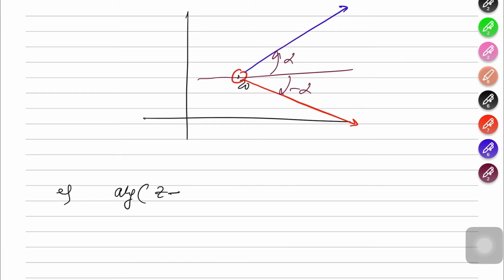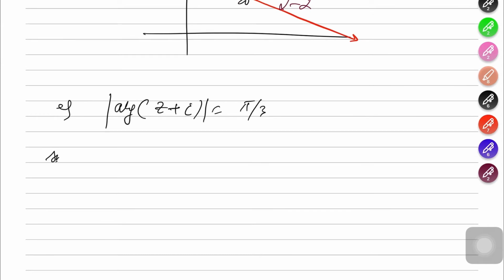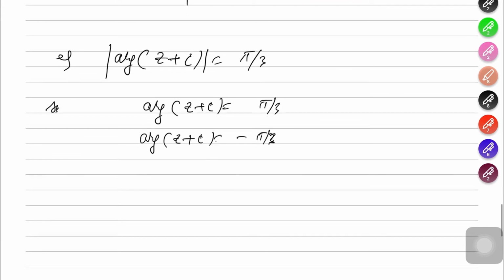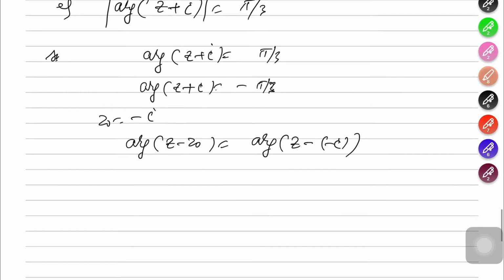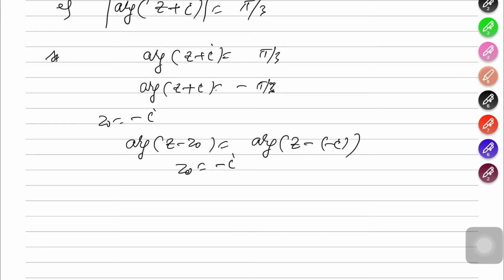Mod of argument of z plus i is equal to pi by 3. So they clearly represent two rays. One is argument of z plus i is equal to pi by 3, and the other is argument of z plus i is equal to minus pi by 3. So what is z naught here? z naught is minus i, because we write like this. No? The way we write is argument of z minus z naught. That means argument of z minus minus of i. That clearly means z naught is equal to minus i.